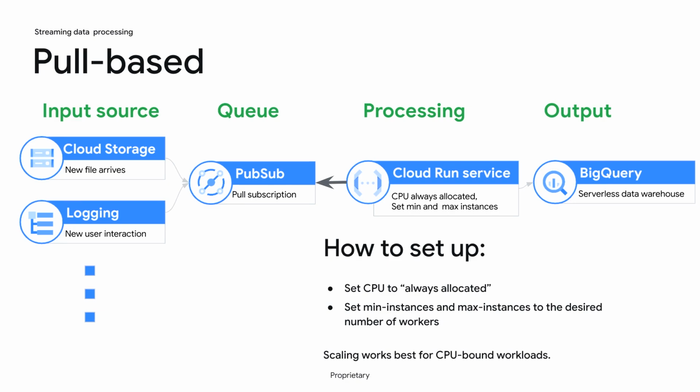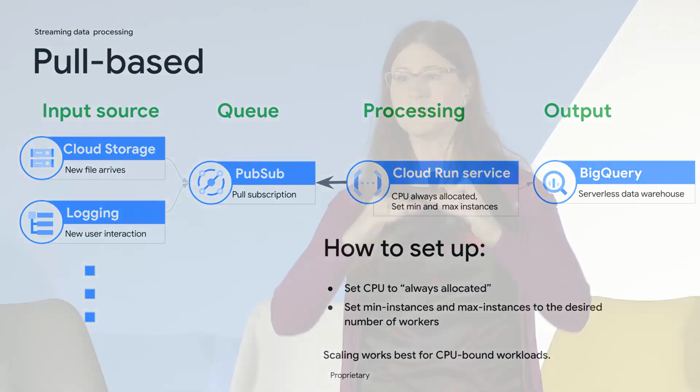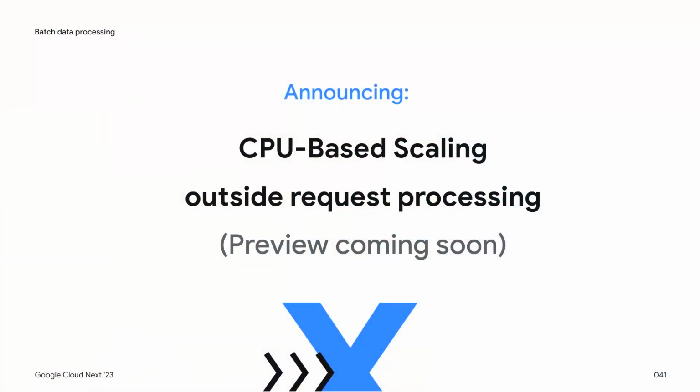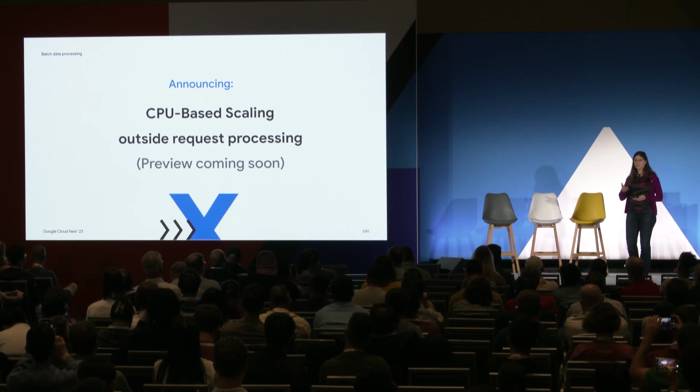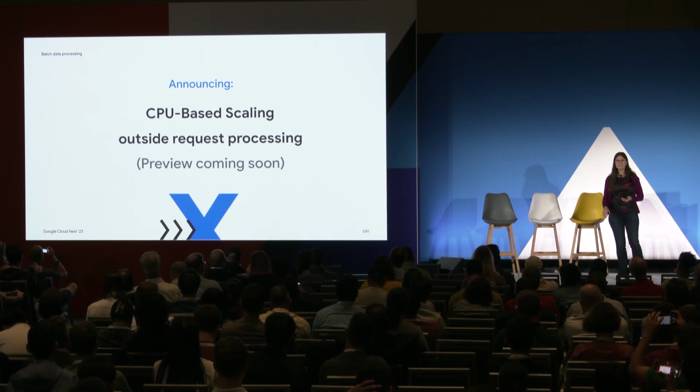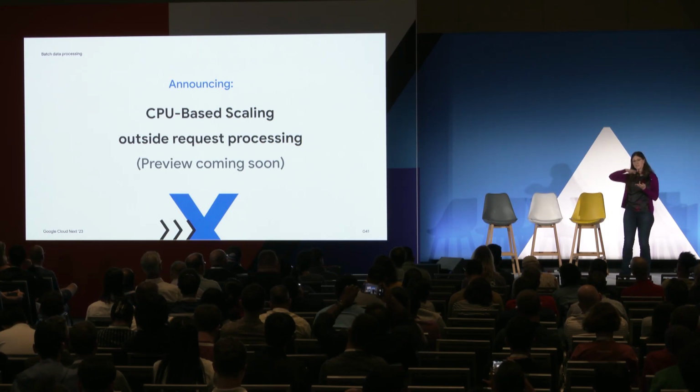Now, until recently, I would have told you you want to set min and max instances to the same number, because Cloud Run scaling was built around request-driven workloads, and we cannot scale this. However, I'm happy to announce that in the coming weeks, we'll be rolling out a new feature where we'll scale based on CPU utilization, even when your service isn't processing requests. So you'll be able to set min instances and max instances to different values, and as long as your workload is CPU bound, we'll be able to scale your service up and down based on the volume of incoming messages.